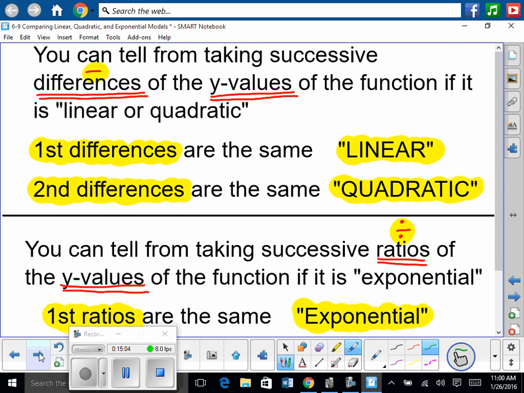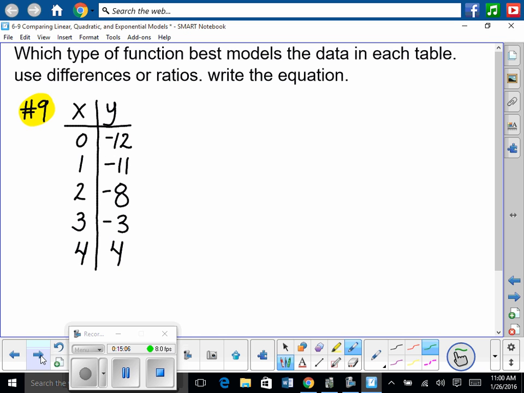First example. Problem number 9 says, which type of function models the data in each table? Use differences or ratios, and then write the equation. Looking at this, we have xy points. Does everybody see how we have xy points? It's just in a table. Now what we're going to focus on is only our y values. This time I'm just going to start with subtraction. So I'm always going to subtract my y values.